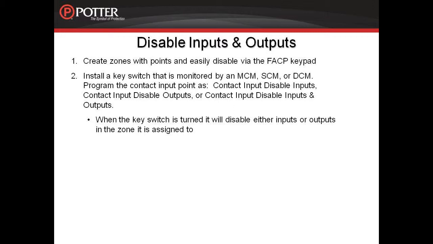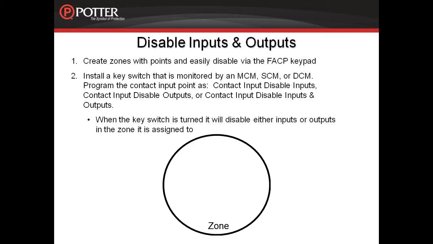For example, let's say you have a theater where you'd like to disable the smoke detectors. Create a zone in the software. In that particular zone, assign all of the smoke detectors in the theater area. In that same zone, assign the contact input module that you have programmed as disable inputs. When that key switch is turned, it will disable all of the inputs in that particular zone, which in this case is all the smoke detectors designated as in the theater area of this particular project.